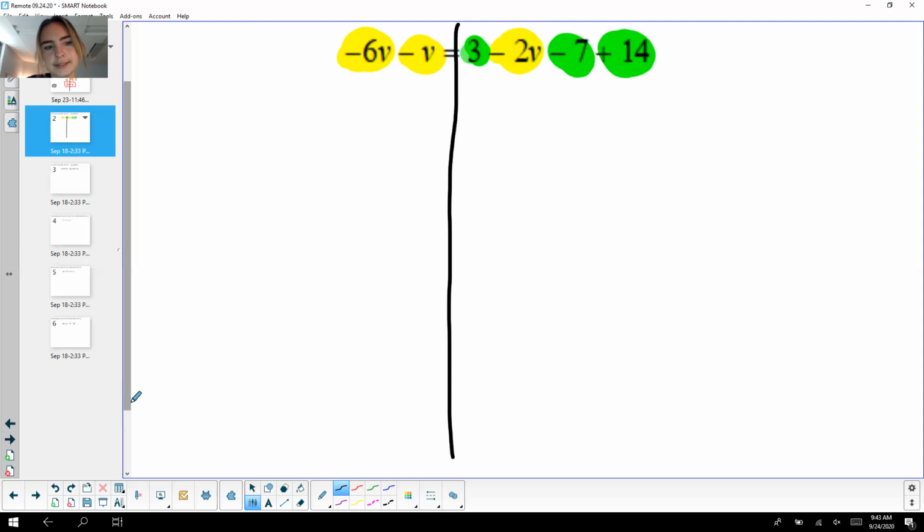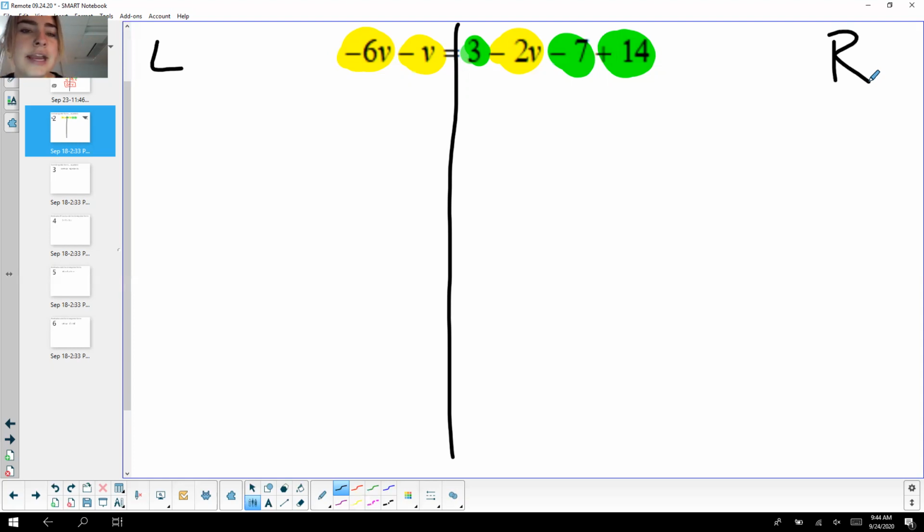All right. Once we've identified constants and variables, this is the time where we start combining or simplifying. So I'm going to look at my left side. So I'm going to write again, left, right. So the left side of my equal sign, I've got -6v and -v. Then I want you to think to yourself, can I combine those? Those are like terms. We're talking about combining like terms. So yes, we can combine them because they're the same color, they're the same type of term.